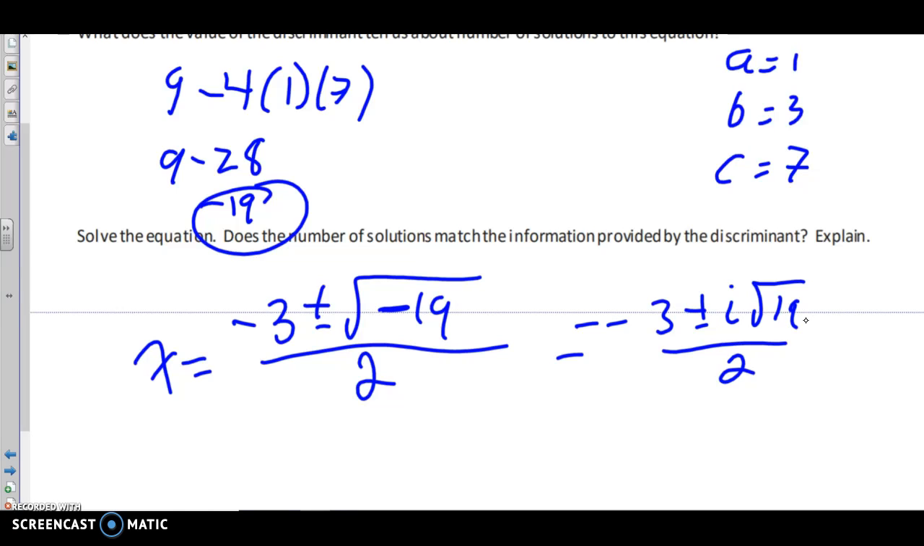So those are my two complex solutions, negative 3 plus i radical 19 over 2, and negative 3 minus i radical 19 over 2.